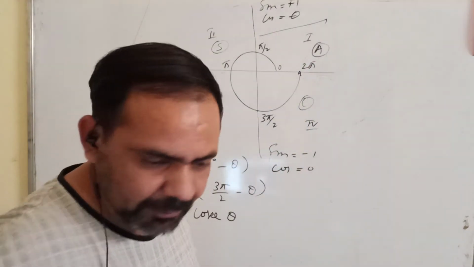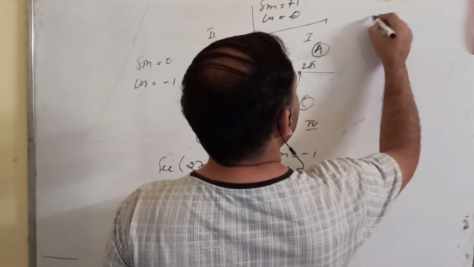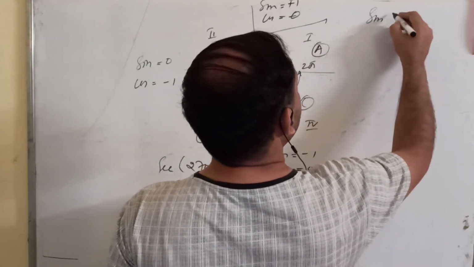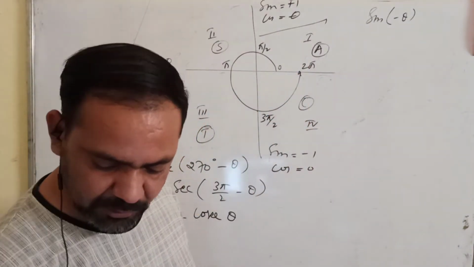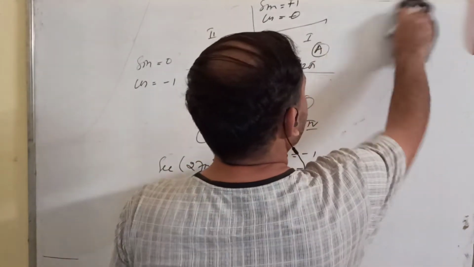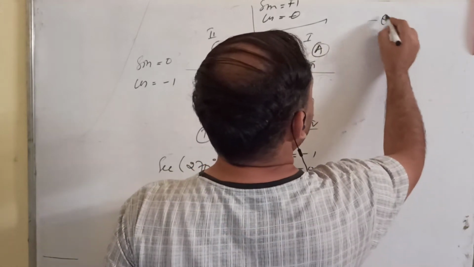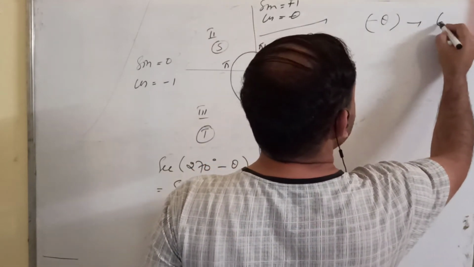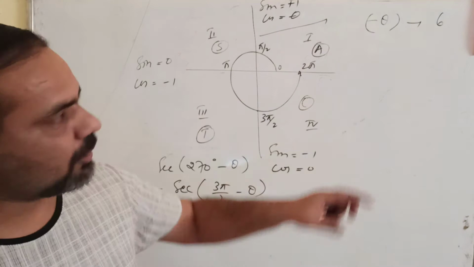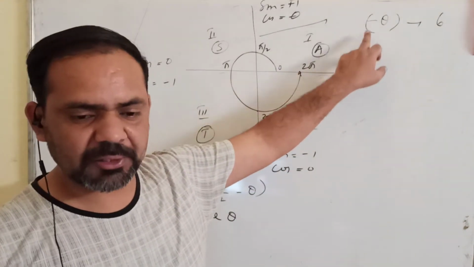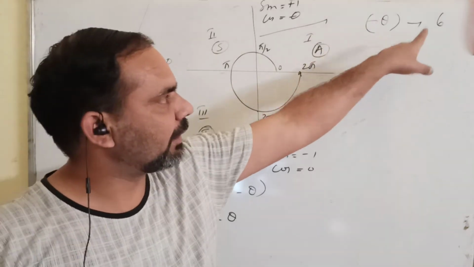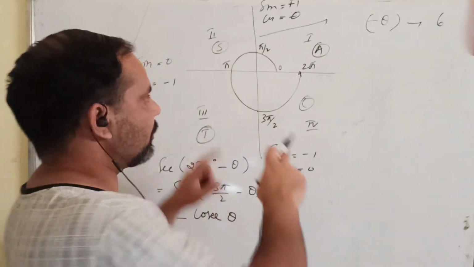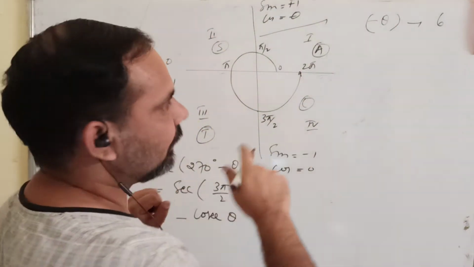Now how many values can you write? For minus theta you can write the values for the 6 trigonometric ratios. Means you can write sine minus theta, cos minus theta, tan minus theta, cot, sec, cosec. You can write the values of all the 6 trigonometric ratios by this method.